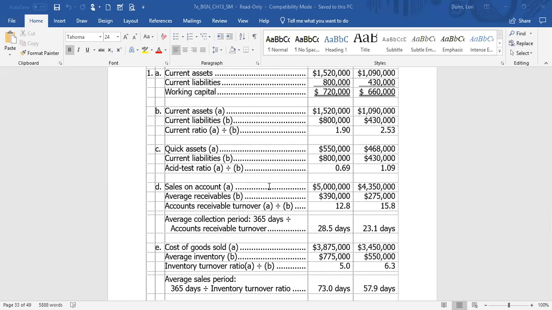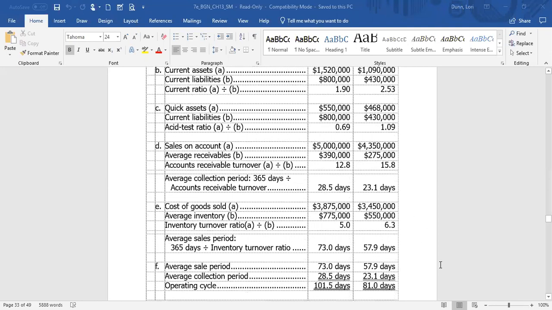If we want to see how many days it normally takes us to sell the inventory, well, take 365 days divided by the number of times you have to replace the inventory. It's 5 times this year. So from the day of purchase to the day of sale, 73 days pass this year. Last year's was 365 divided by the 6.3 inventory turnover, 57.9 days. So we're slowing down. It's taking us almost 14, 15 extra days to sell our inventory.